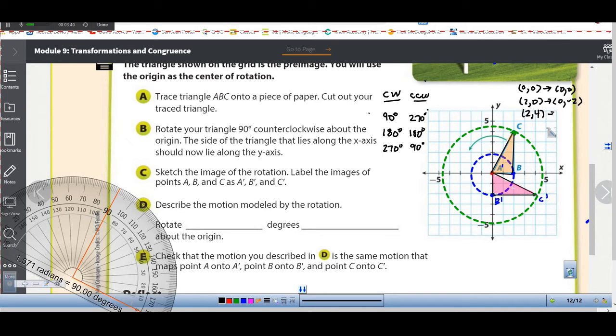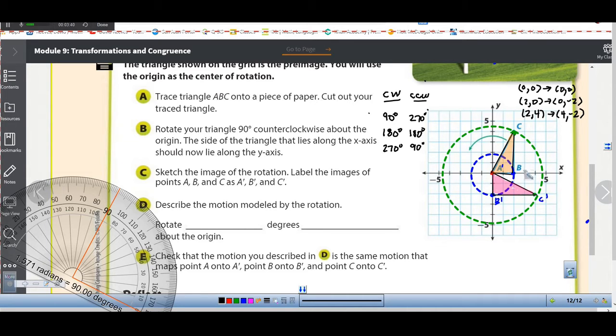And C was at 2, 4, and now C prime is at, my apologies, 4, negative 2. Interesting. 0, 0 didn't change. 2, 0 went to 0, negative 2. They switched around, and the second one is the opposite. And look at 2, 4. They switched around, and the second one is the opposite.